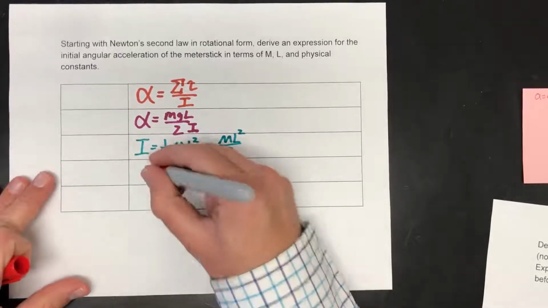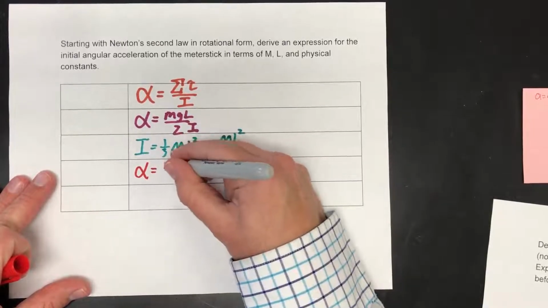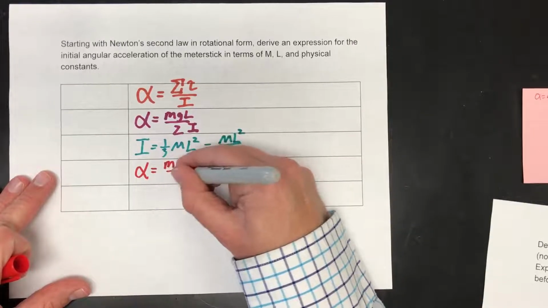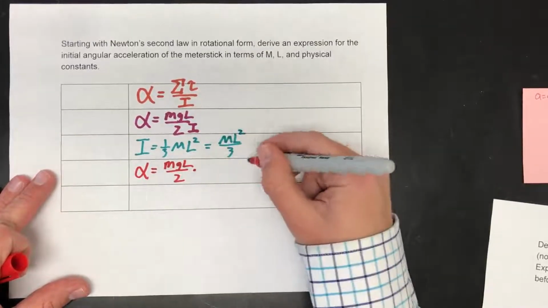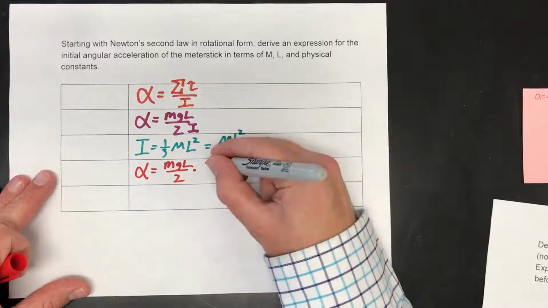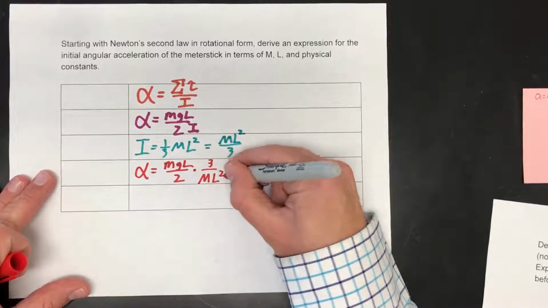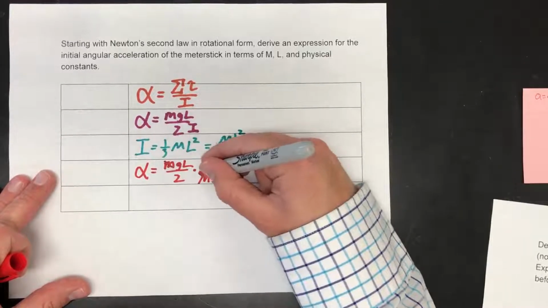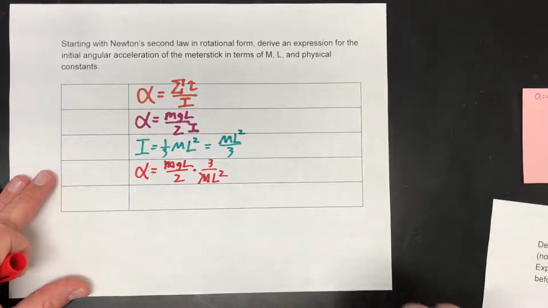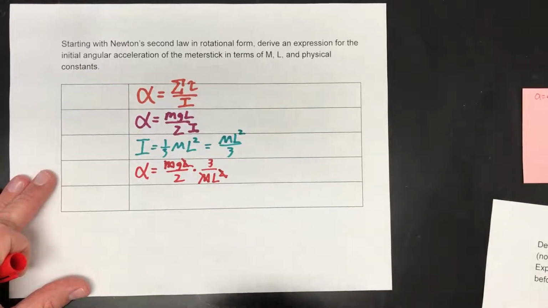So now let's plug it in. We've got our angular acceleration. We've got our net torque already written, mgL over 2. We're dividing by our rotational inertia, which is the same thing as multiplying by its reciprocal, so I'm going to write it as 3 over mL squared. Some things cancel. Even though we wrote a little m there and a big M there, it's the same m. And there's an L up here which will cancel with one of those L's down there.